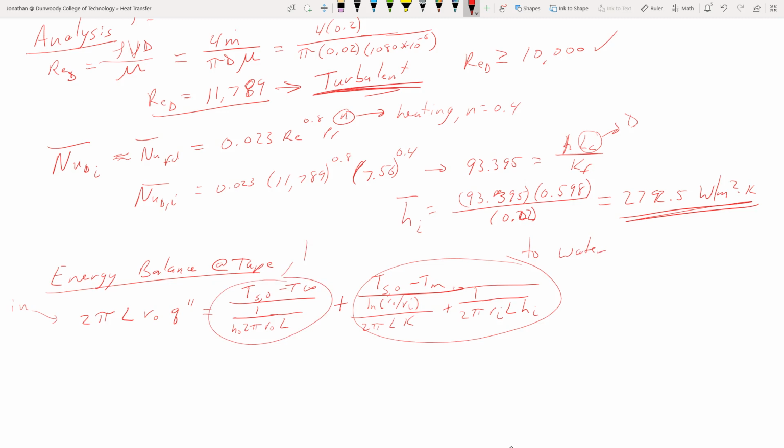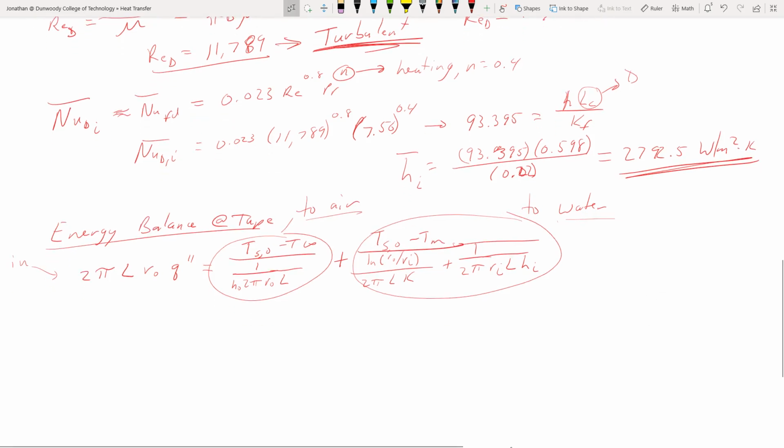This is the part to the air. This is what we're putting in. So what goes in has to go out. These are the two paths for it to go out, either to the air or to the water. So rearranging that, we get a lot of pi's here. Our L's will cancel out. What else do we have going on here? In this case, RO will cancel out. Here we get an RI and RO carrying through.